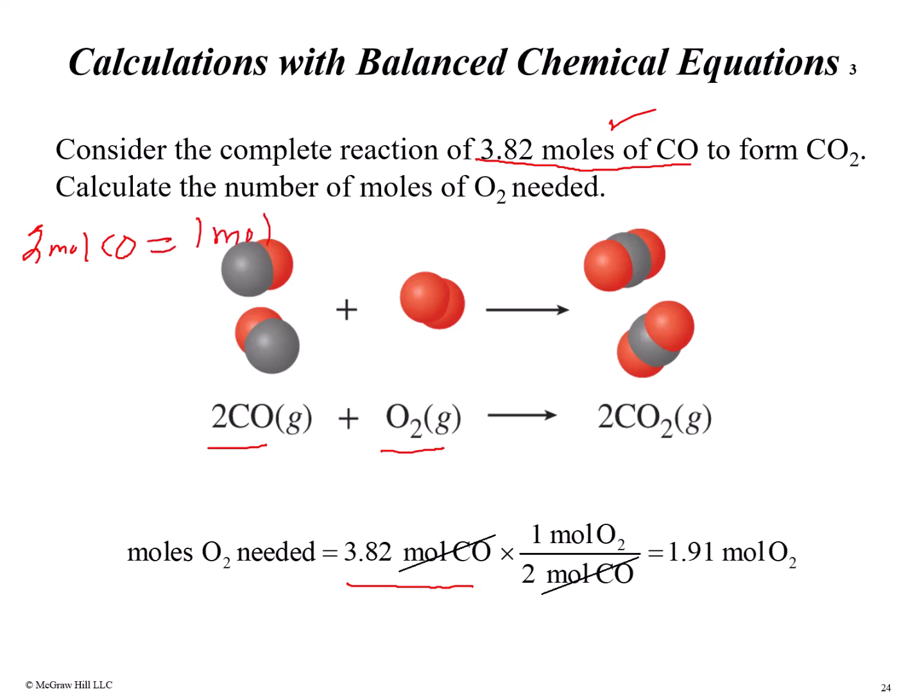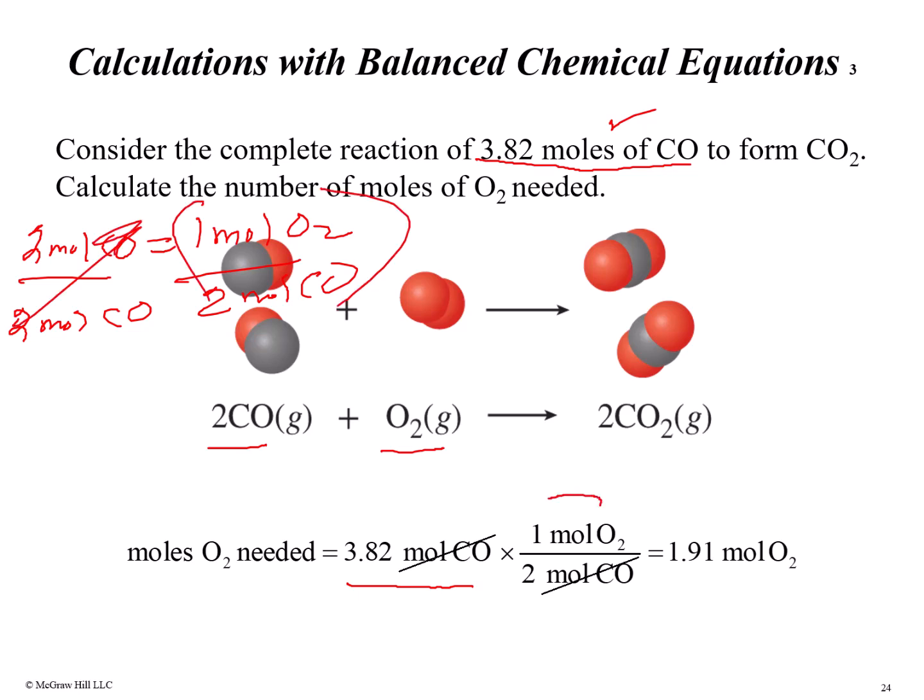I'm trying to get rid of the carbon monoxide, so just like we did in chapter 1, we divide both sides by 2 moles of carbon monoxide. This side becomes 1. This tells me this is a true conversion factor, which is a mole-to-mole ratio. We know we set it up right because the moles of carbon monoxide cancel out. We're left with moles of oxygen. This is the stoichiometric equivalent of how much oxygen I need to consume 3.82 moles of carbon monoxide. Mole-to-mole ratio from the balanced chemical equation.